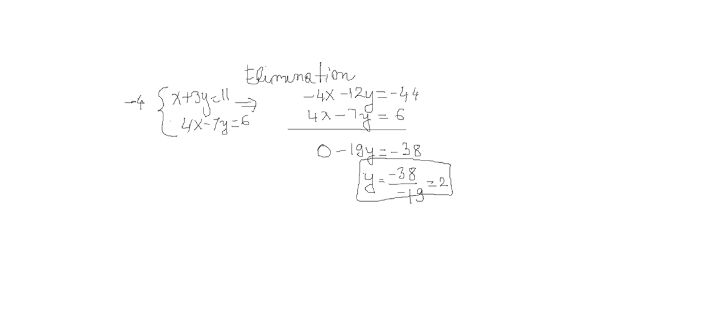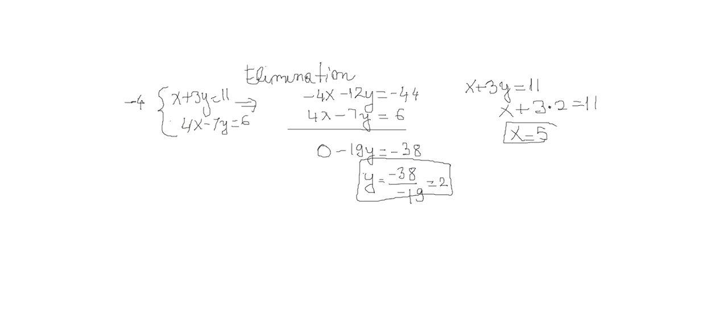Now we can use substituting y in either of the equations, which is x plus 3 times y equal to 11. Instead of y, I write 2. I have x plus 3 times 2 equal to 11. And then I have x equal to 11 minus 6, which is 5.